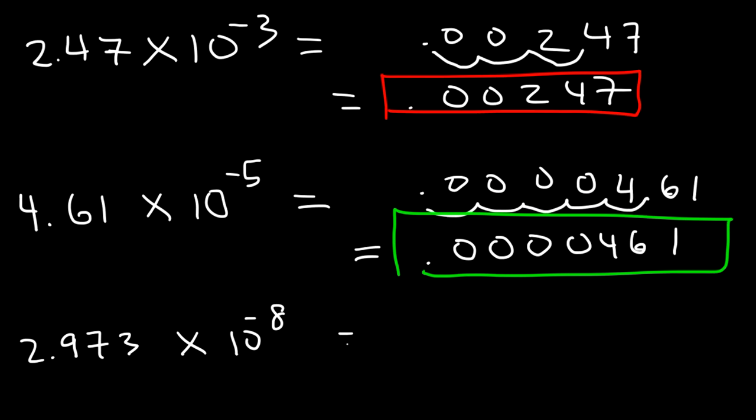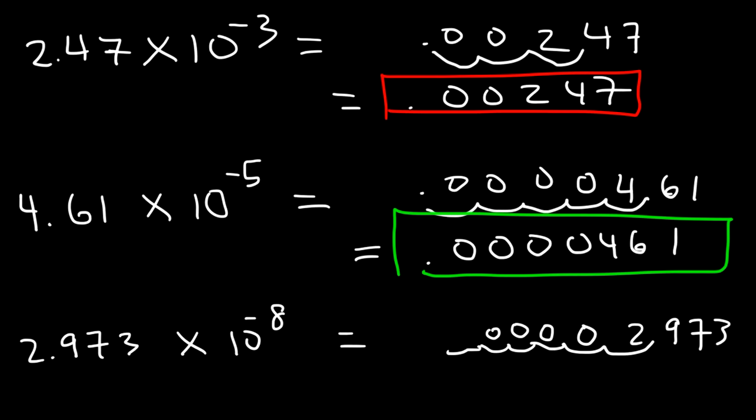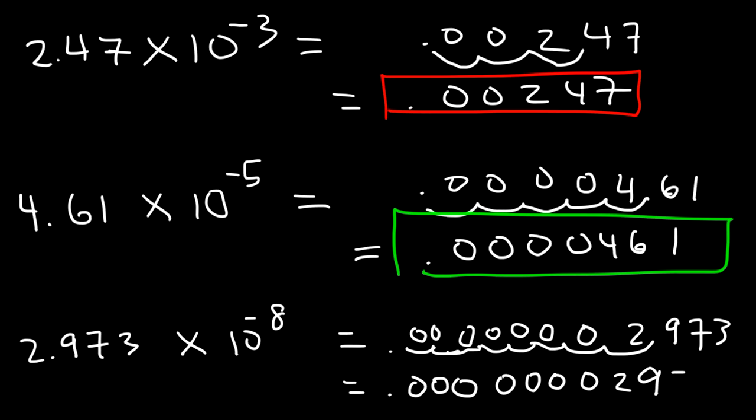Now for the last one, we got to move 8 units to the left. So this is 1, 2, 3, 4, 5, 6, 7, 8. So it's 0.000000. It looks like we have a total of 7 zeros and then 2973. So initially we were here and we traveled 8 units to the left. It's always good to double check, but this is the answer.